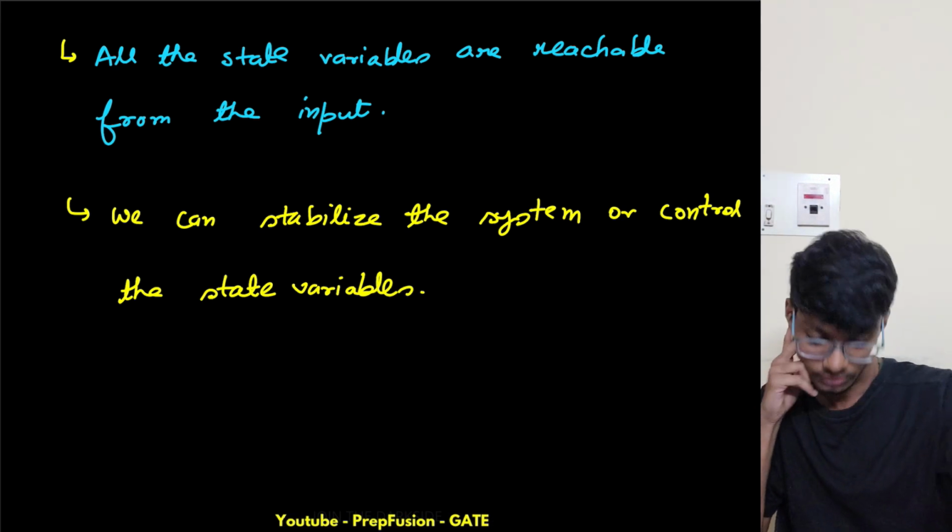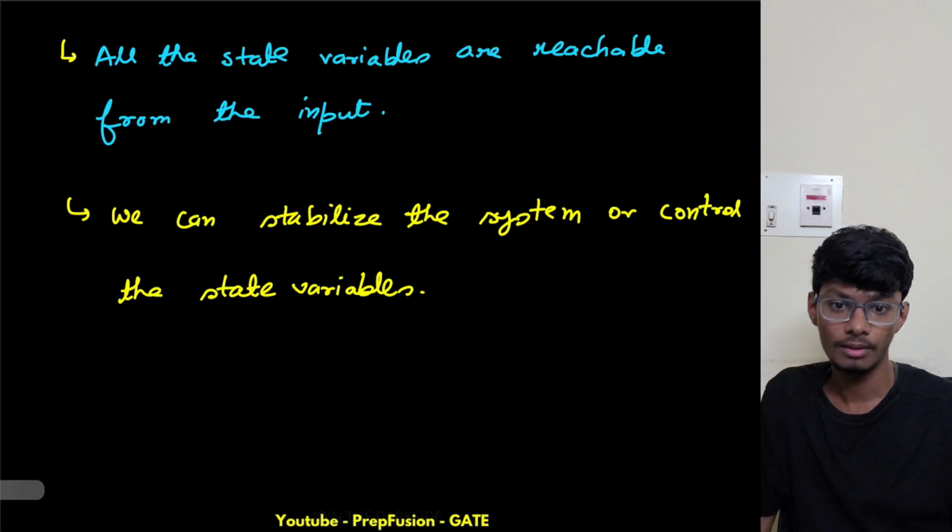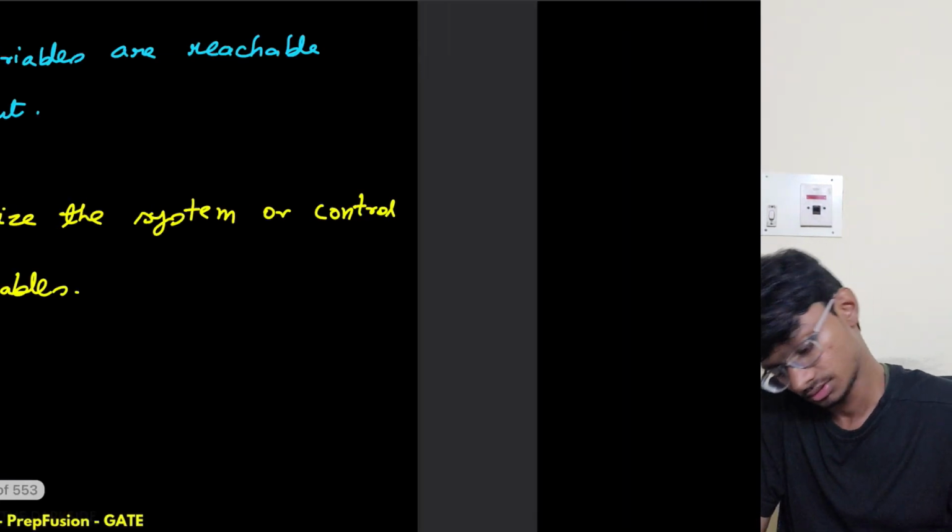Now let's go to case 2. What is case 2? Case 2 is when my determinant is 0.